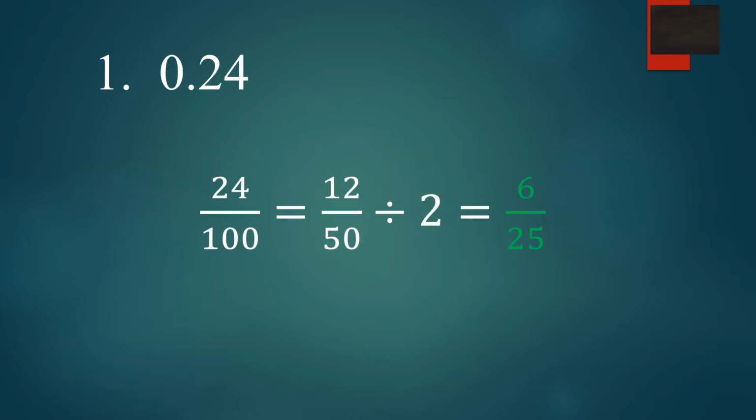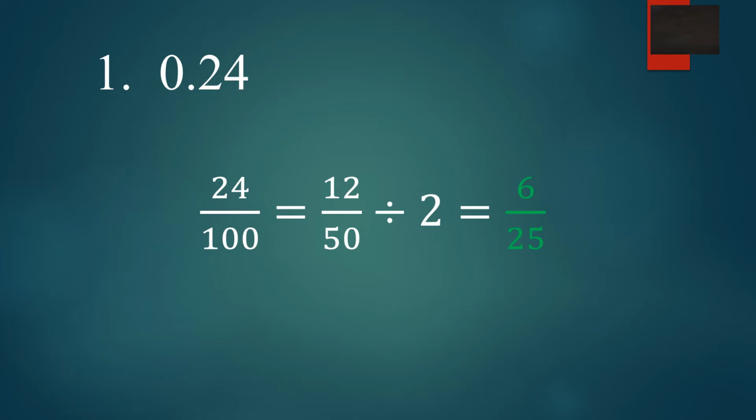Our given for number 1 is 0.24. To change the terminating decimal to a fraction, we have these steps to follow. First is determine the decimal place of the given. So sa given, we have two decimal places and we read that as hundredths. Next step is use base 10 denominator. Dahil ang given ay 24 hundredths, ibig sabihin yan ay 24 over 100. The last step is to simplify.